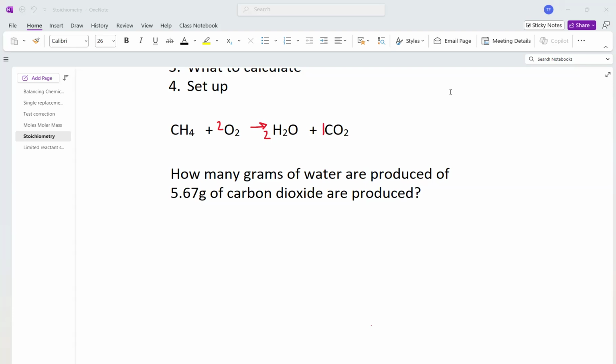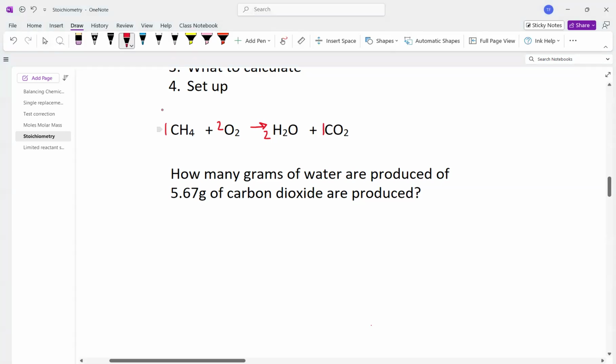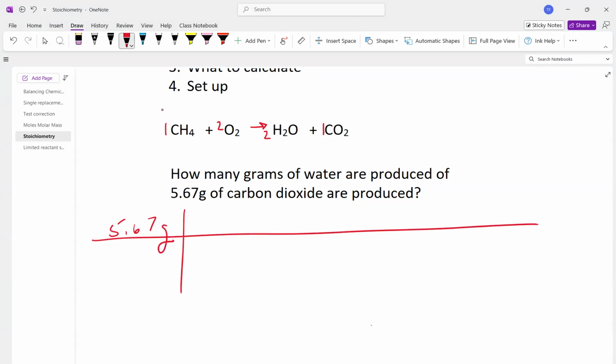Okay, so let's look at this problem here. All right, number one, balance the equation. Okay, so I went ahead and balanced it. So the coefficients are 1, 2, 2, 1. All right, number two is what's given. Now, this calculation is crucial to understanding when we have two givens. It's crucial. That's why I was telling you last week to make sure you go through and do some practice problems.